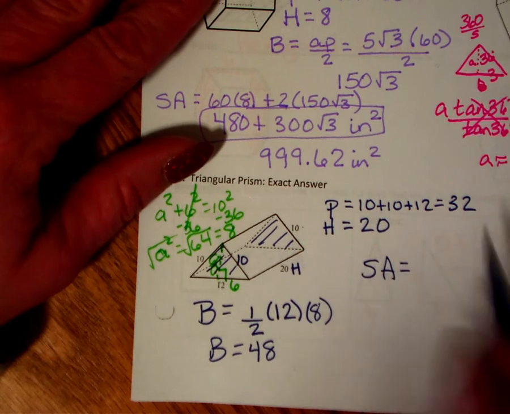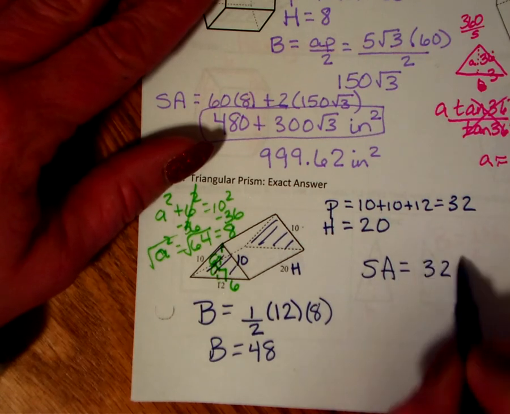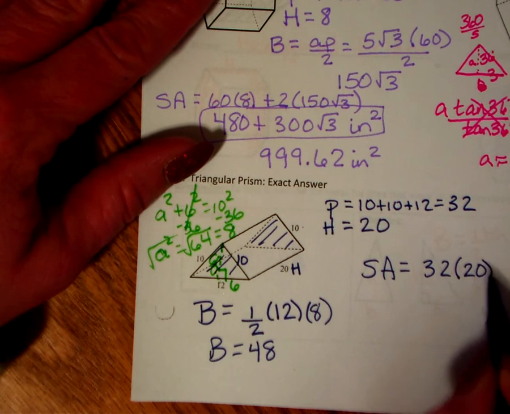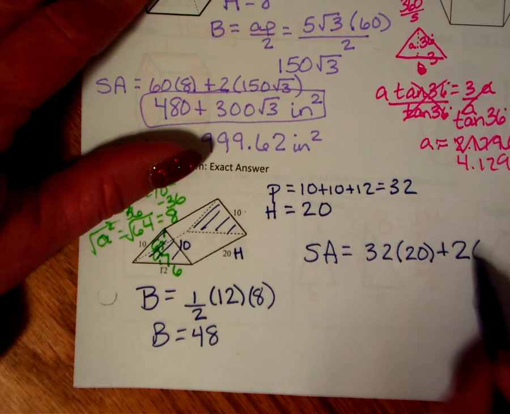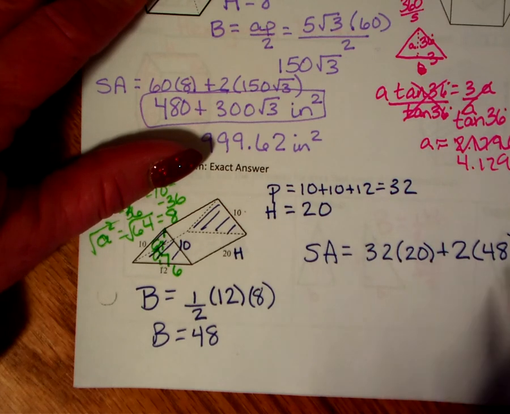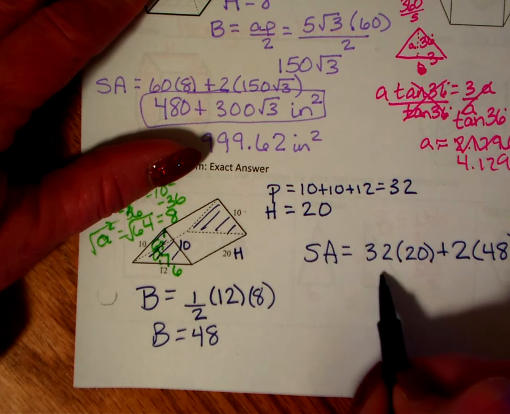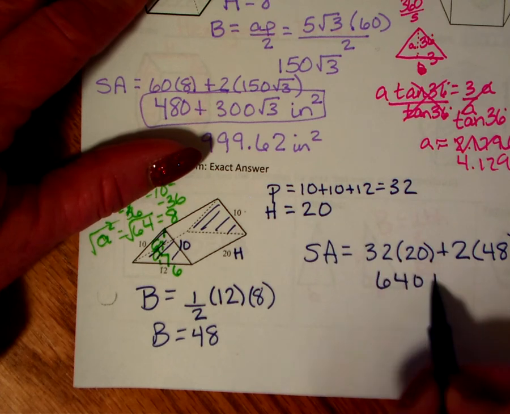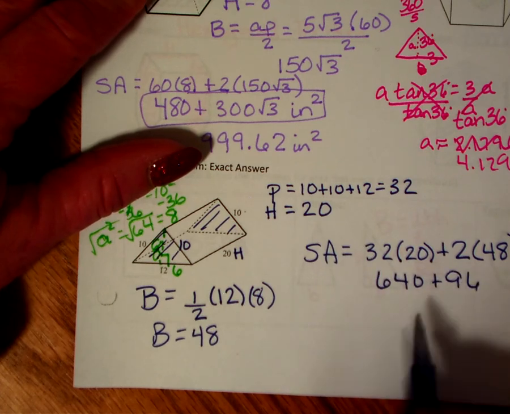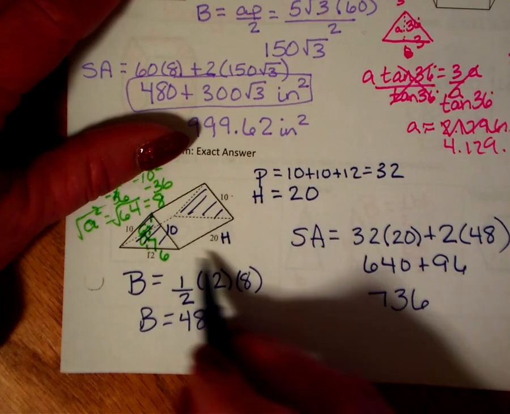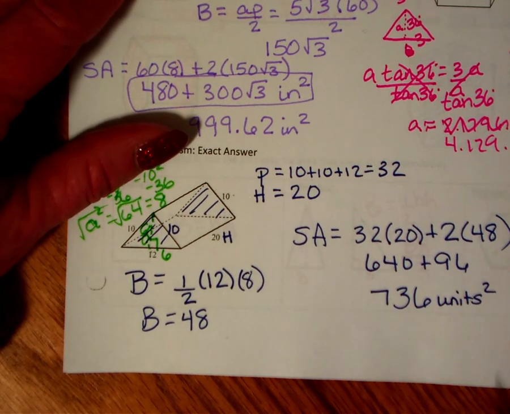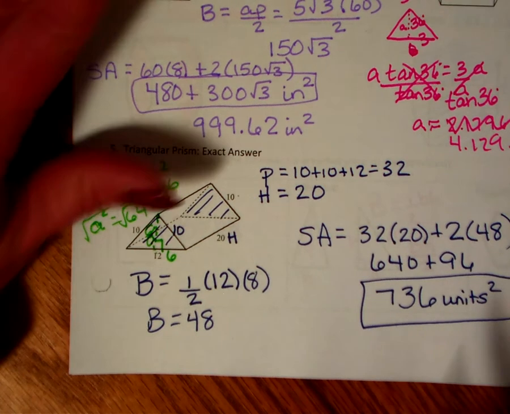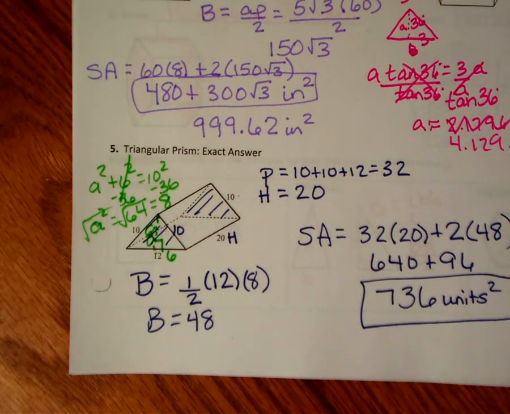So for surface area, I do P times H plus 2 times the base, because I have a top and a bottom, so to speak. 640 plus 96 gives me 736. This doesn't have a label on it, but we're okay with that. We just call it units then. If we aren't given what the units are, we just say it's units squared.